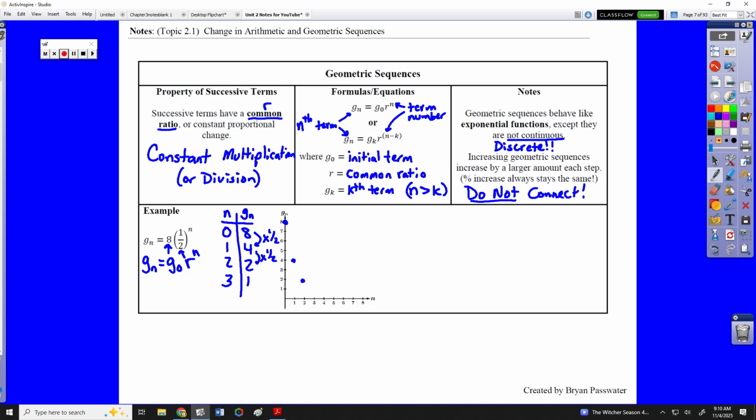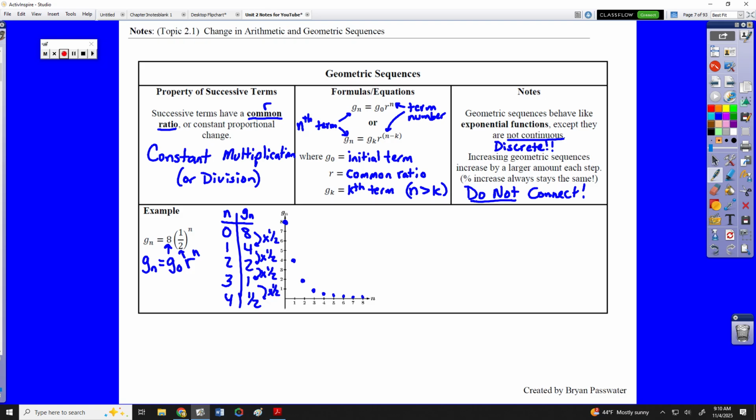Third term would be 1, because again, times 1/2. Fourth term would be 1/2. Fifth term would be 1/4. Sixth term would be 1/8. We would just keep getting closer and closer to the axis without actually reaching it. Okay? So remember that that is how that works. We would just keep multiplying by 1/2 over and over again.